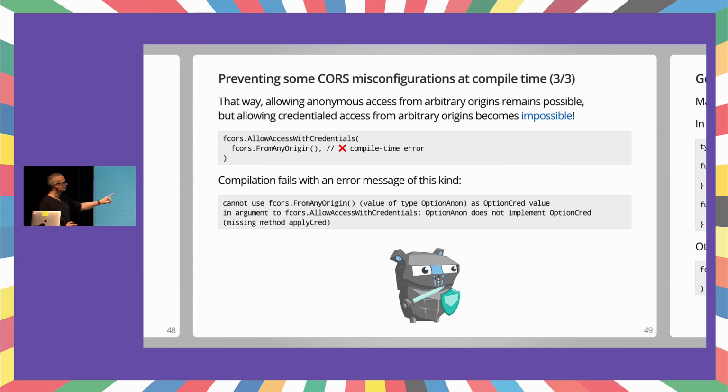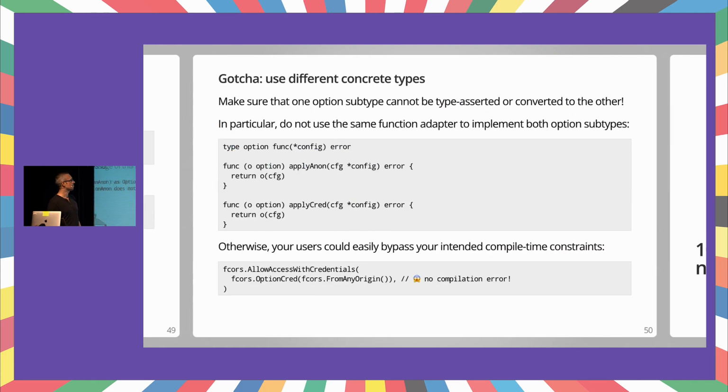And once you've done that, it becomes impossible to write that. Well, you can write it, but it won't compile. So that sends a pretty strong message to your users. And they'll be greeted with this compilation error if they try to shoot themselves in the foot. Okay, there is actually a subtlety there. If you use the same concrete type to implement those orthogonal option types, then your users can just use a type assertion or a conversion, and they'll be able to bypass the constraints that you're trying to enforce.